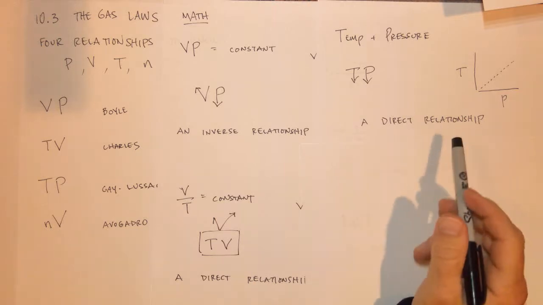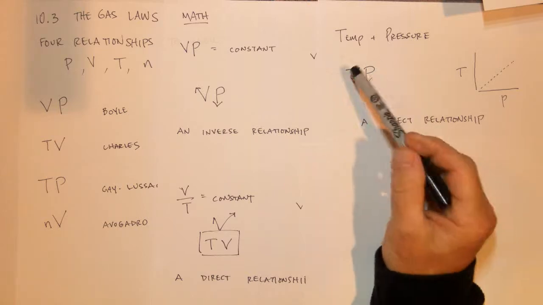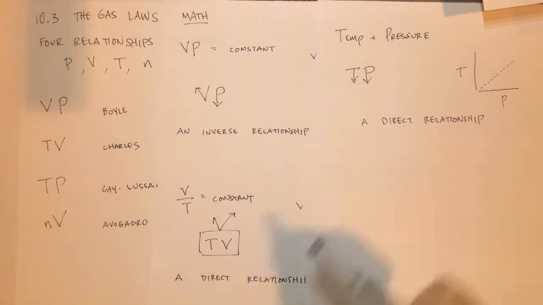I like to think of this one as the toilet paper relationship. If you flush the toilet, the paper goes down. So there's your TP direct relationship. So vice president, television, toilet paper, 3 relationships you can easily remember.